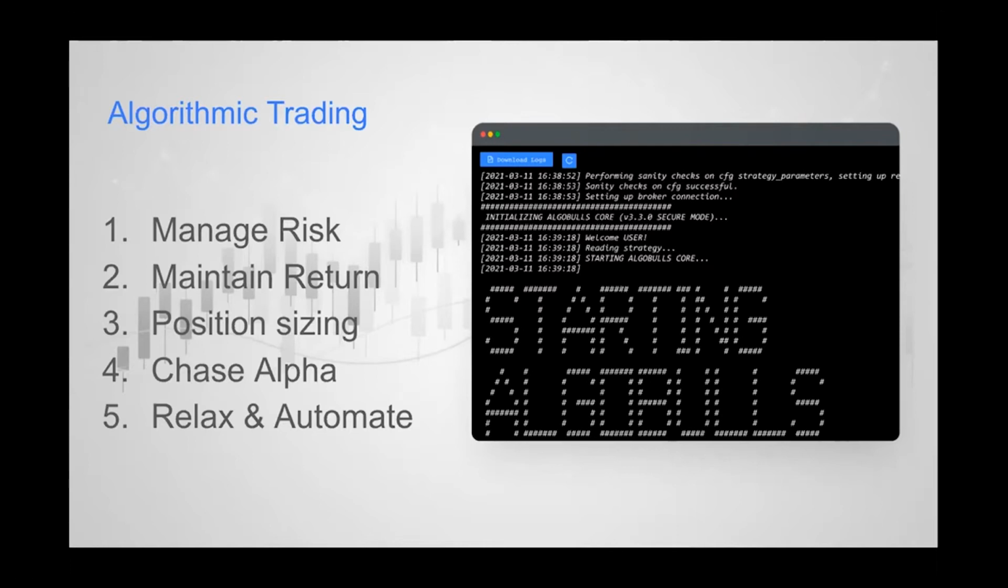There is a feature called P&L tracker, which helps you manage the risk based on each and every single algo which is running on the platform. The second part would be maintaining return. So maintaining return, how do you maintain return?